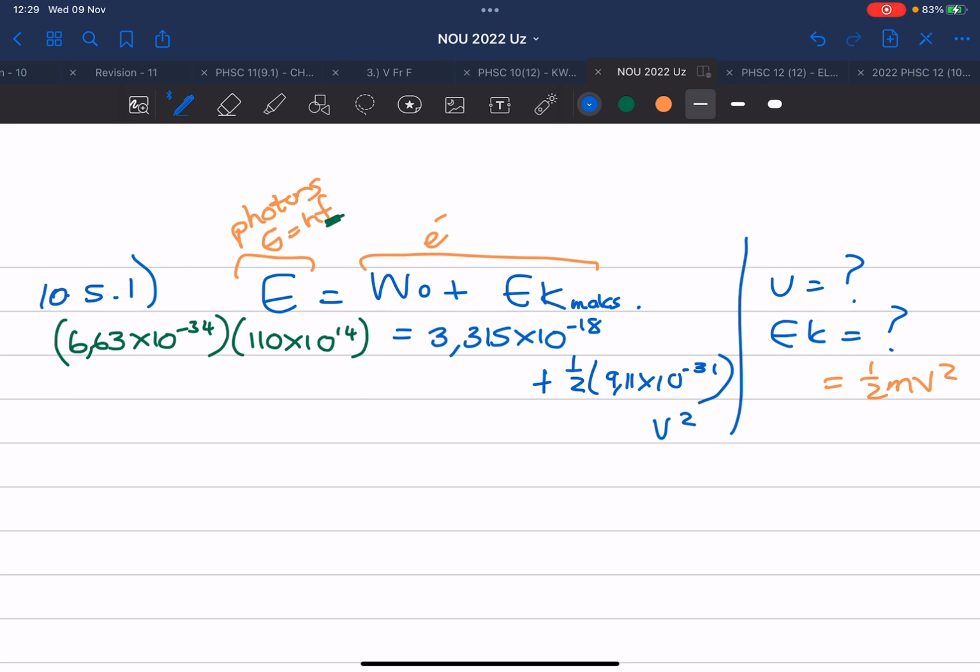Hulle gee nie vir jou 'n punt vir die formule nie, maar hulle trek vir jou 'n punt af as jy dit verkeerd sê. Nee, dit is 'n punt vir die formule. Alright, so goed dat jy dit sê. They are very strict on those subscripts. Ek weet nie vir watter rede nie, maar hulle is die afgelope 2 jaar baie streng daaroor. So the subscripts need to be there.